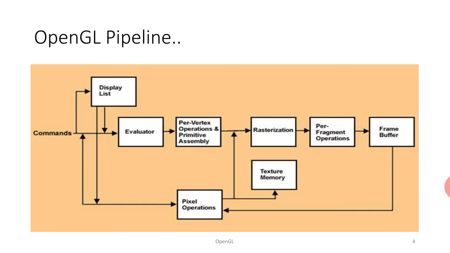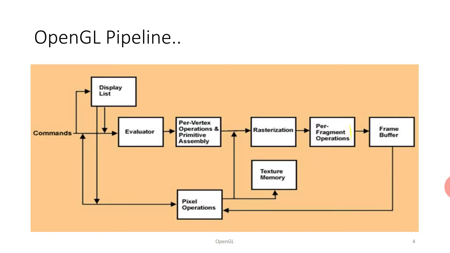Stage 2 of the pipeline is per vertex operations and primitive assembly. This stage includes transformations, lighting, primitive assembly, clipping, projection and viewport mapping. Stage 3 is rasterization. It produces fragments, which are series of frame buffer addresses and values, from the viewport mapped primitives as well as bitmaps and pixel rectangles.